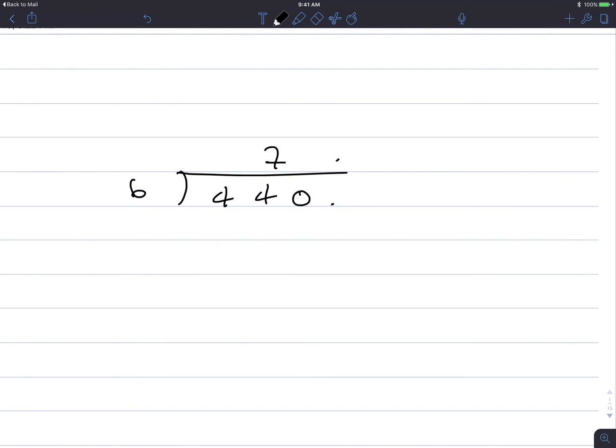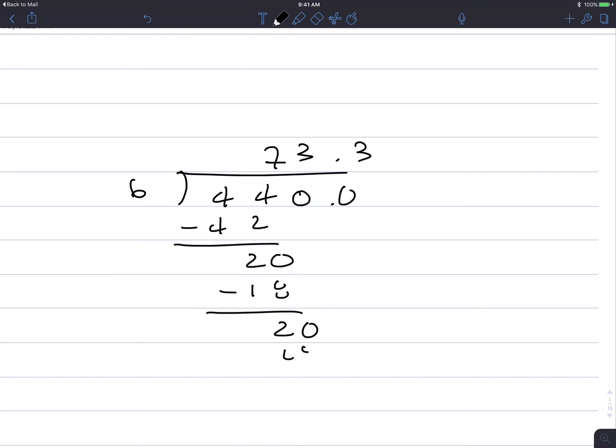7, 42. 2, bring down the 0. 3, 18. 2, bring down the 0. 6, oh, it's going to be 3. 18, bring down the 0. So 73.3 forever. If we approximate to the nearest whole number, or I'm sorry, let's approximate to the nearest whole number this time. It's about 73 feet, I guess.